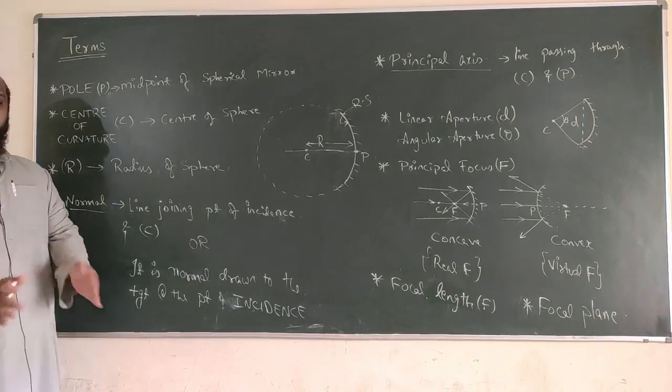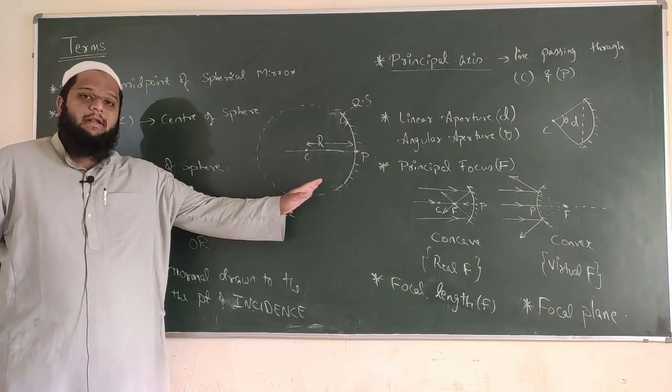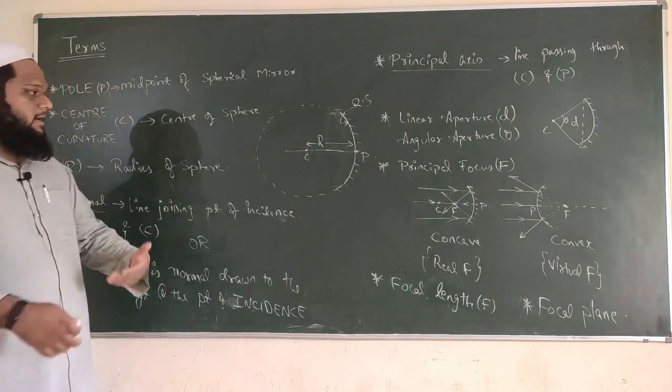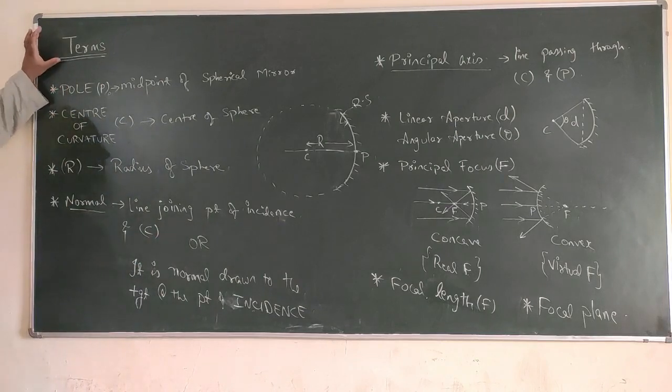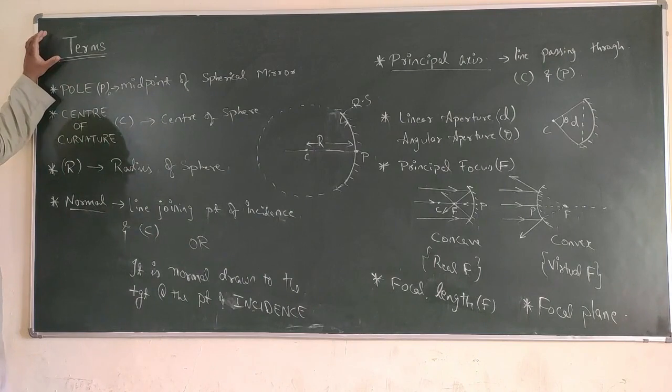Alright class, in the last class what have we learned? We have learned what we mean by concave mirror and convex mirror and the basic terms that are involved in it. Now let us come back to it in detail: what are the terms that you come across whenever you talk about a spherical mirror?